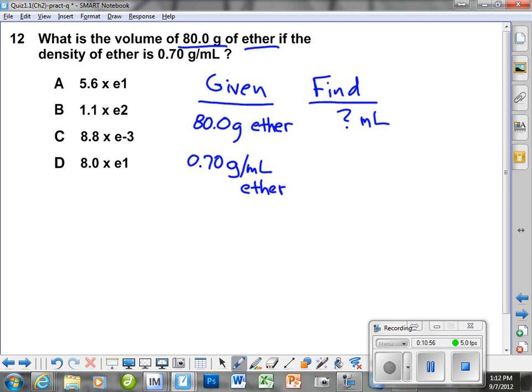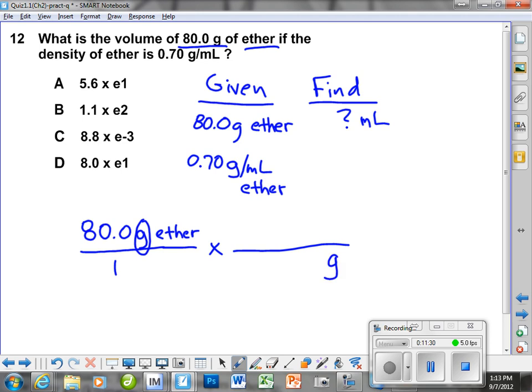It's going to require fractions. And we are going to start our fractions with the given over 1. So we start with the given over 1. And that is going to be the 80 grams of ether. It's a given quantity, 80.0. And that's over 1. And the substance is ether. So we want to make that in there as well. Now, the next fraction, we know that the grams is going to have to go on the bottom. And what does that mean?